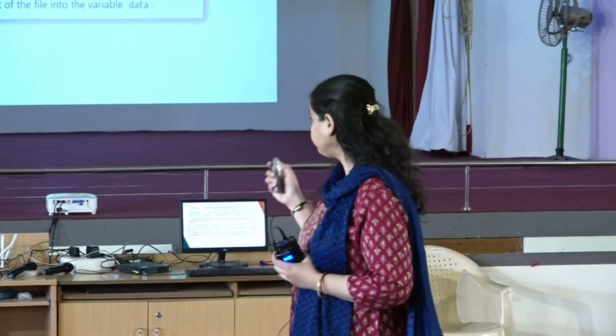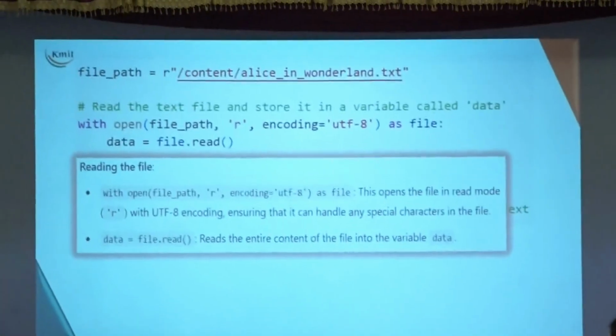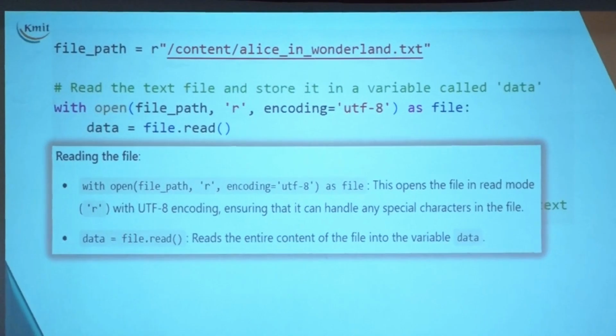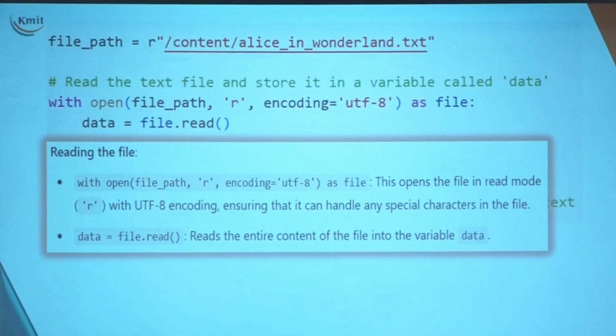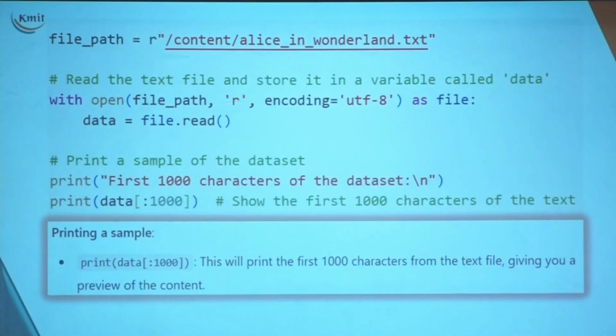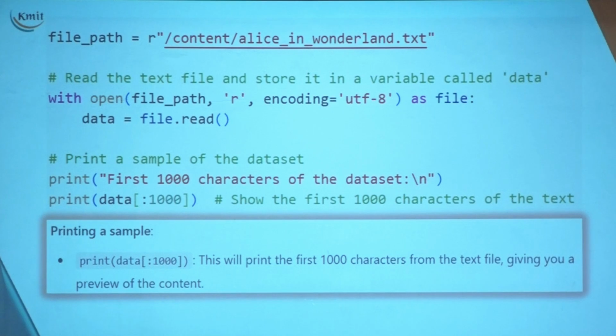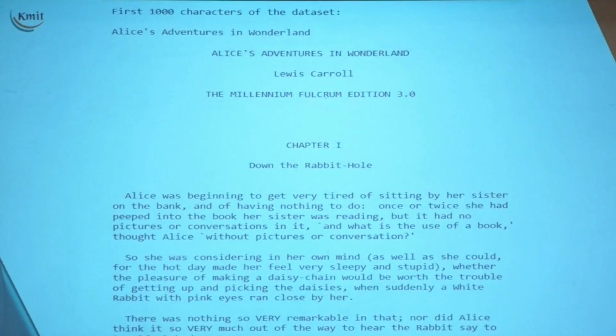Okay, now once you have done that, you will read it and then transfer this entire content of the file into the variable called data. So now let us review the first 1000 characters present in your text. You can see it is like this. As I told, it is a novel, Alice in Wonderland. So these are the first 1000 characters that I have printed out of my data.